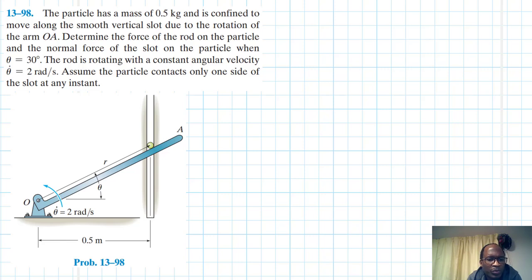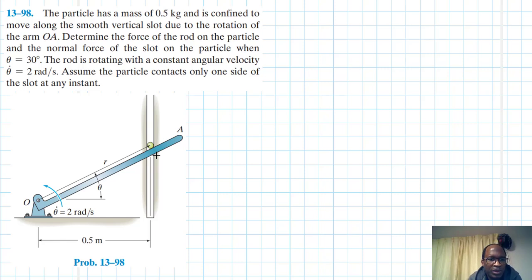This problem is coming from Engineering Mechanics Dynamics, 14th edition by R.C. Hibbeler. We have a particle with a mass of 0.5 kg, confined to move along the smooth vertical slot due to the rotation of the arm OA. So we are dealing with a problem in the vertical plane. Therefore, the weight will be pointed down.